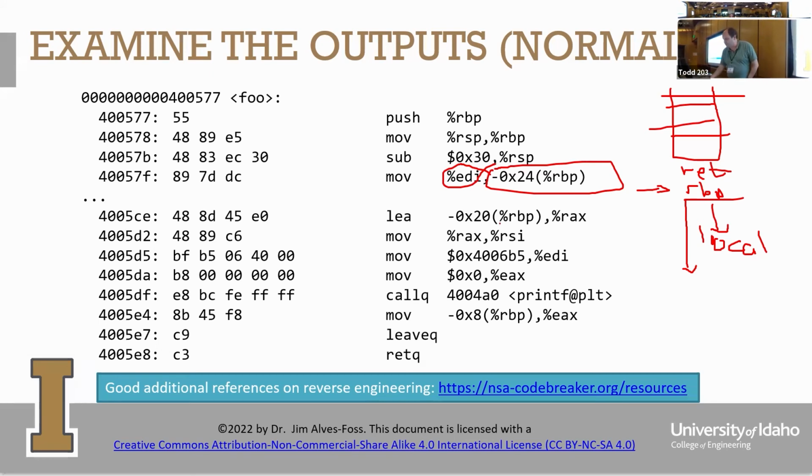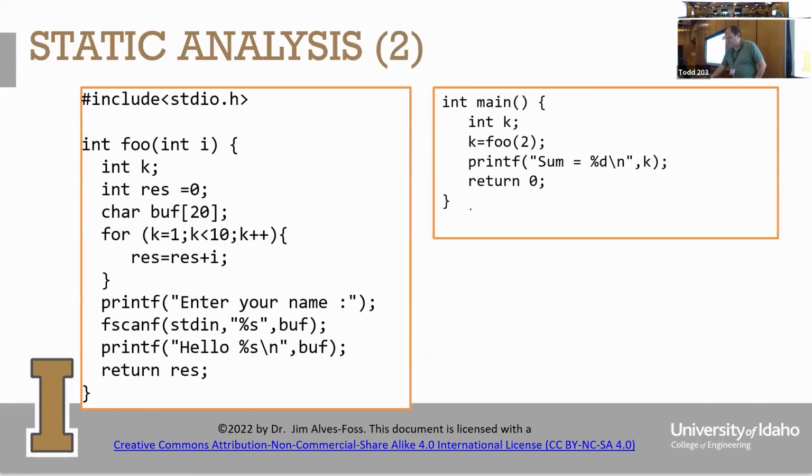The other thing I want to mention is this is one of the local variables, right? So if I go back to my code, this is function foo. Here's integer i. It's passed as a parameter, but now what I'm doing is I'm storing it on the stack. Notice here, I have k, which is a certain size. I have result, or res, which I'm using for result. I have my buffer.